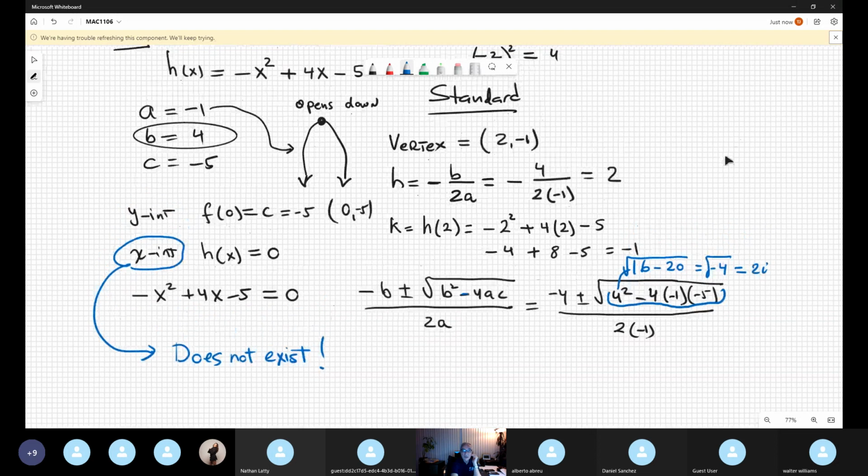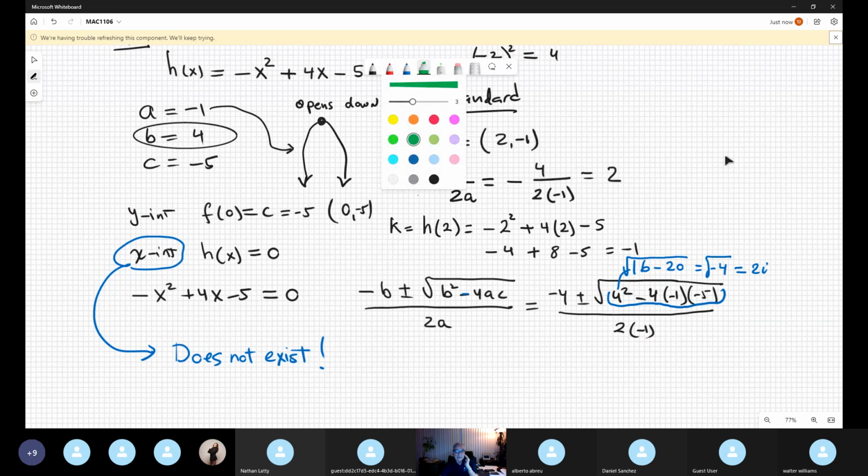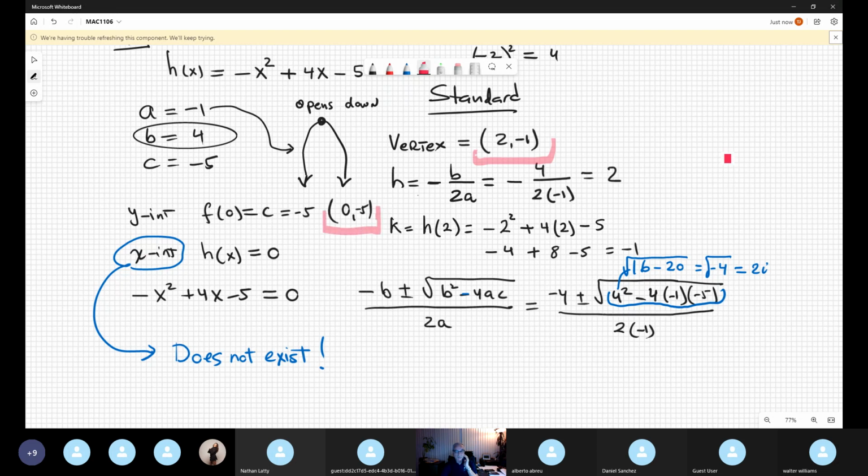Okay, so we do not have too much information. The only information I have in my hand is the vertex, super important, the y-intercept, and that's it. And that it opens down. So with this information, I try to do my best.